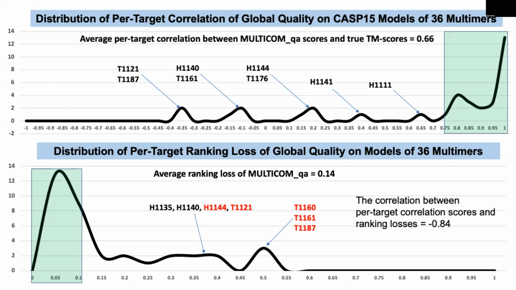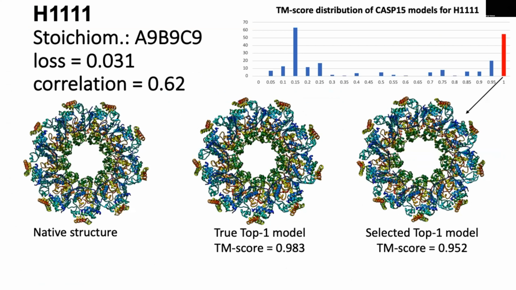Now, let's look at some specific examples to see when this method succeeded and when it failed. Here's the first target. It's a very large complex with a ring-like structure. If we plot the true GDT score of all the models for this target, it's a very wide range of scores. But the models in this bin actually have very high quality. If we use our method, we select one from this bin, with a loss of about 0.03. This is the best model, and the correlation score is median, 0.62. So this is considered a successful example.